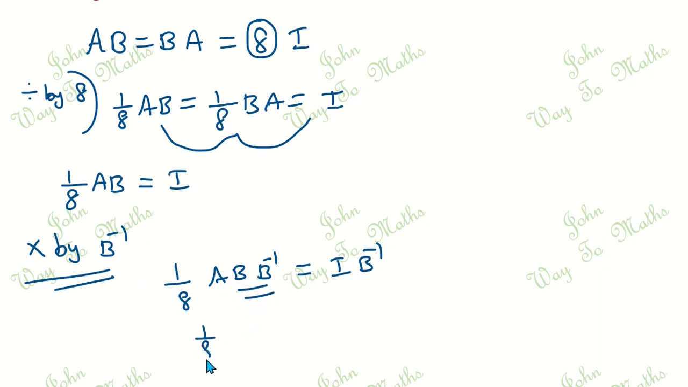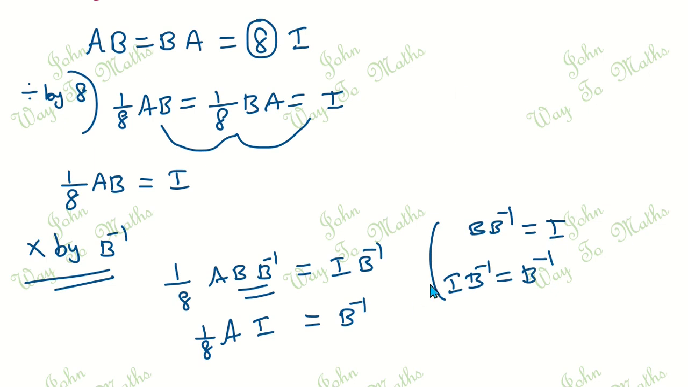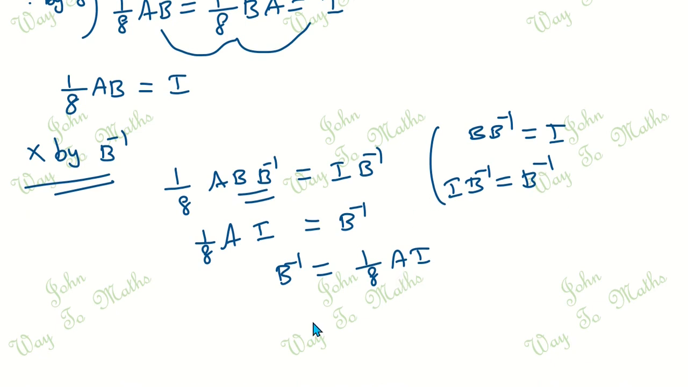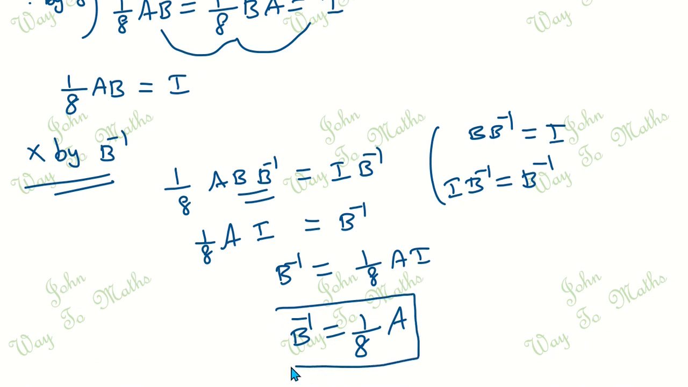Here we already know the property, B times B inverse becomes identity, so 1 by 8 times A into identity matrix, which is equal to, so any matrix multiplied by the identity matrix, we get the original matrix. So here B inverse, because from the result I'm going to use here, so now B inverse is equal to 1 by 8 times A identity, so using this property, B inverse is equal to 1 by 8 of the A matrix.